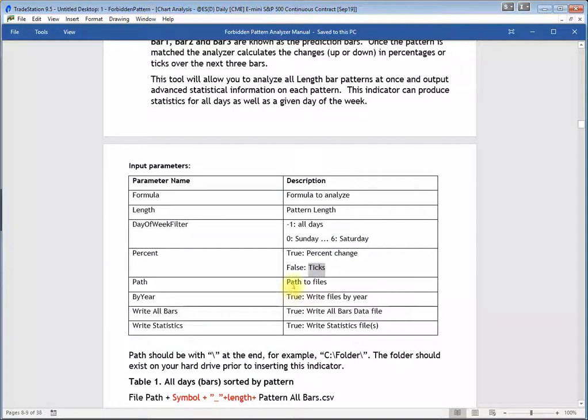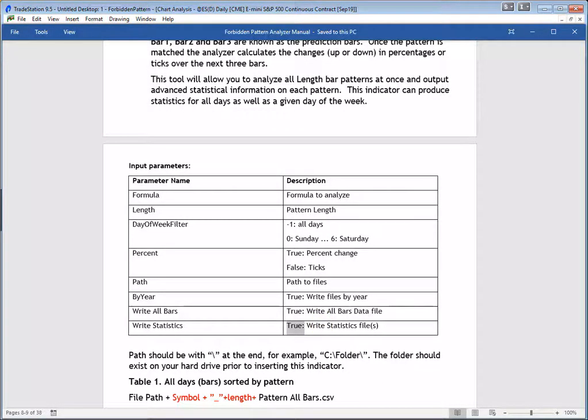And then the path is the path to the files. This is very important that you have that path set up on your hard drive before you apply the indicator, or you'll get an error message. And if I want to see the performance metrics on a yearly basis, like 1999 or 2000, I can set that to true. If I don't, I just say false. If I want to write every bar as they occur going through time, I could say true. And of course, I want to write all the summary statistics out, so I can make my informed decision on how I can use that information to derive a strategy.